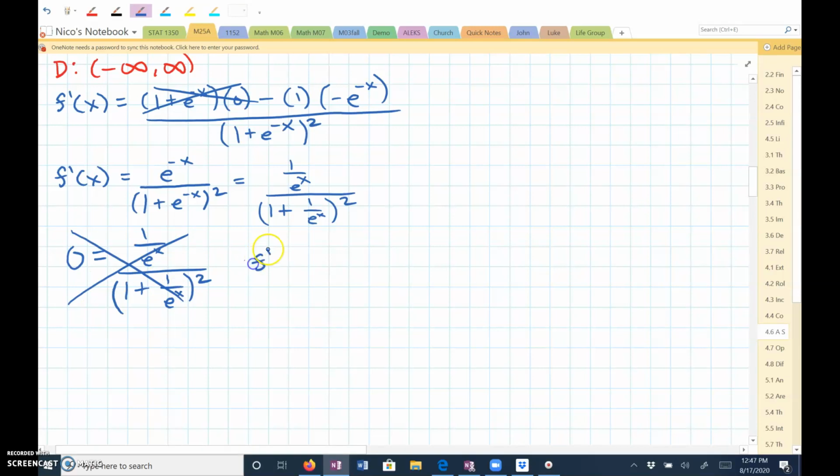Is there an x value where the derivative does not exist? That's not the case either. So we have no critical numbers. If we don't have any critical numbers, we don't have any relative extremes. We don't have a relative minimum. We don't have a relative maximum. Let's move on to the second derivative.